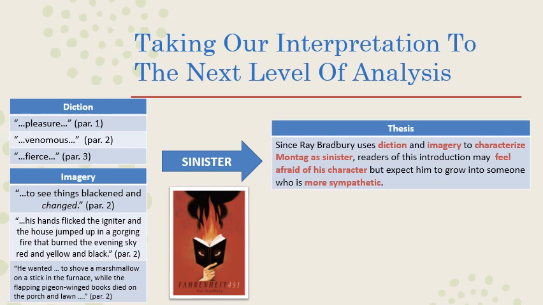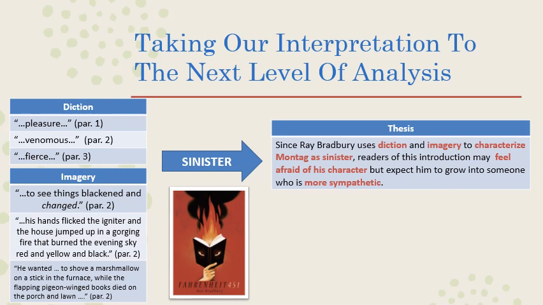Since Ray Bradbury uses diction and imagery to characterize Montag as sinister, so that's part 1, right? We would be able to prove that. Readers of this introduction may feel afraid of his character. That seems reasonable. We can take examples of diction, show how they prove that he's sinister, and then extend that to a sense of fear about his character. But expect him to grow into someone who is more sympathetic. Remember that we expect characters to grow, to change, to evolve throughout a story.